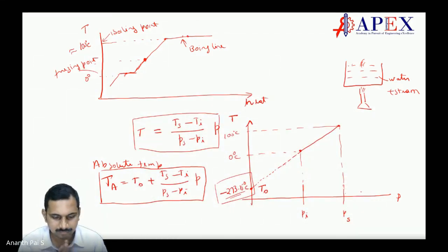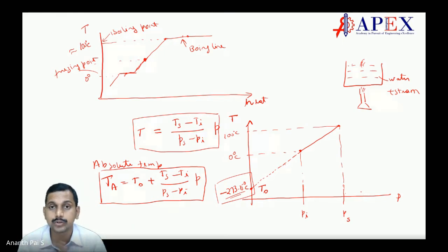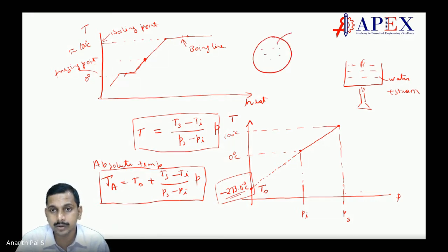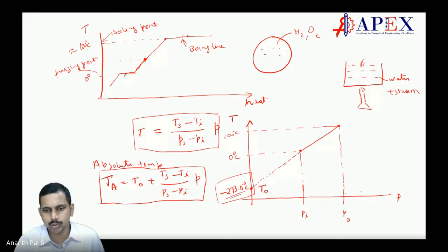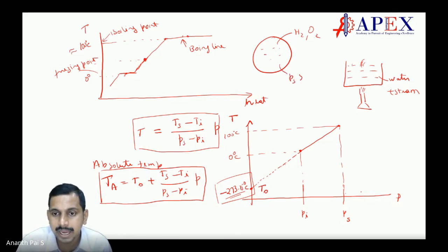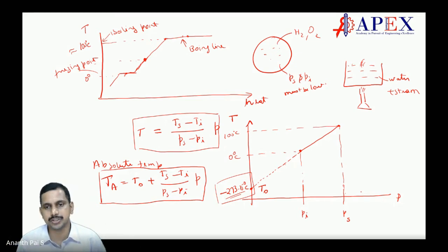Hello, sir. Is T naught the same for all the fluids? Whichever fluid you use inside the constant volume gas thermometer, whether hydrogen, oxygen, or steam, anything you use, it behaves like an ideal gas, provided that Ps and Pi must be low. You cannot take high pressures there. It should be low pressure. That's it.